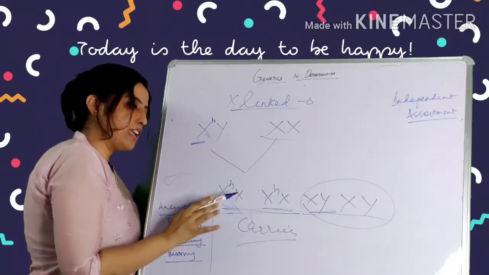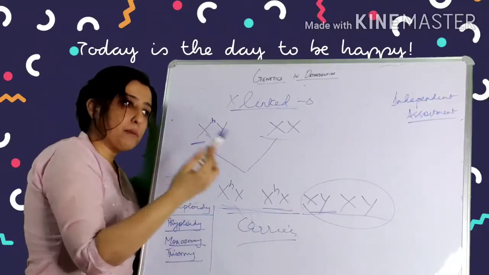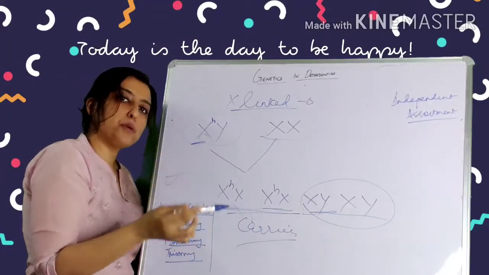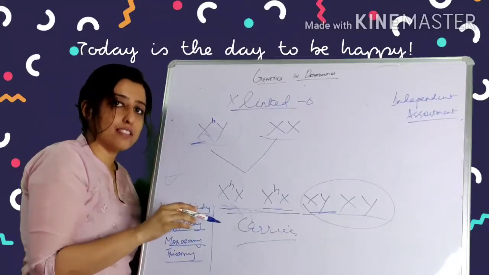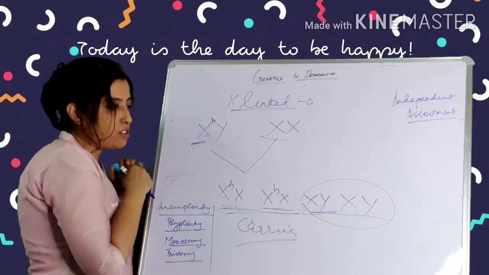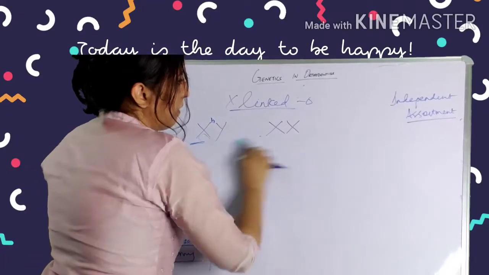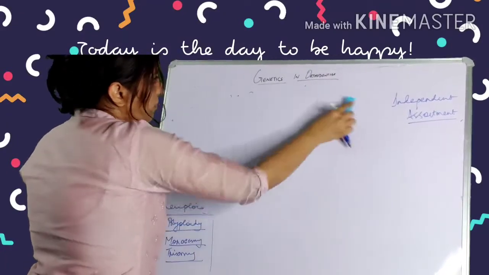And these females, if they cross over with a male that again has the same chromosome, then chances are that 50% of the offsprings will have the disease. Fertility is more, right? So these are asymptomatic carriers. So this completes our X-linked.